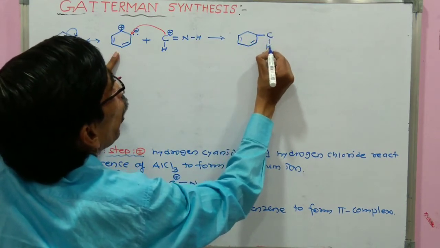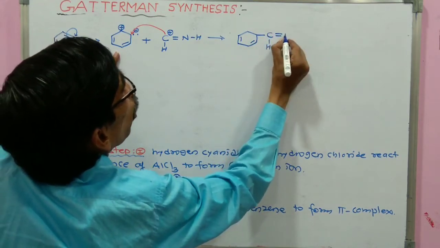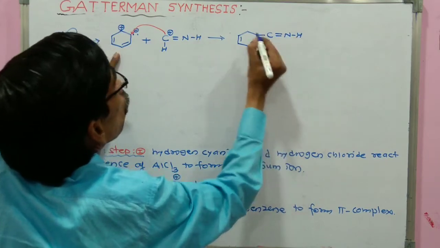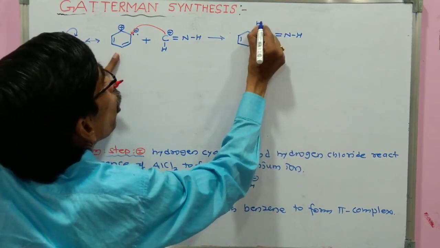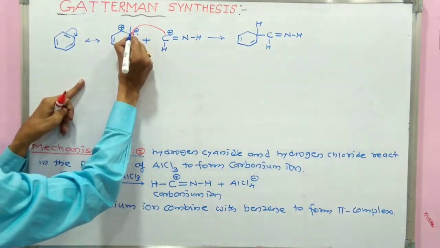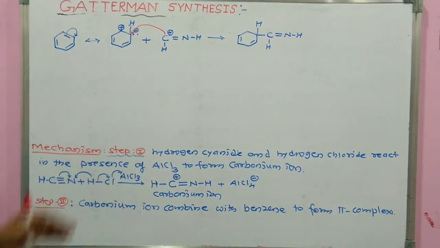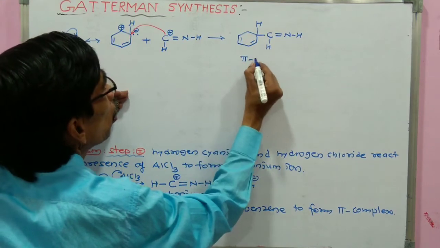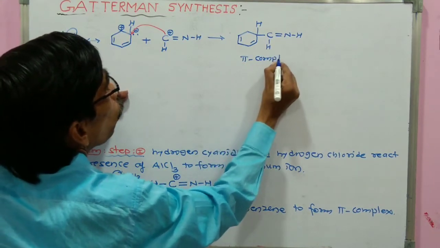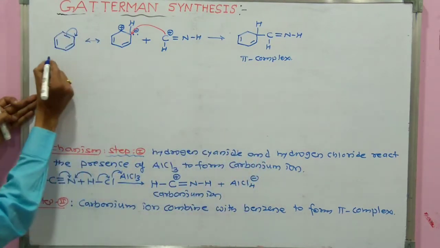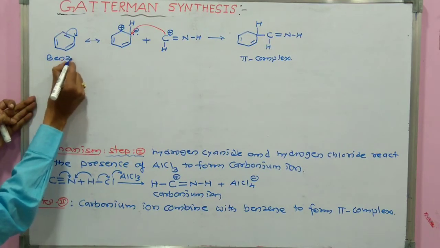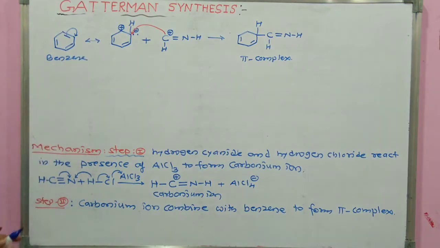Now this CH double bond is NH. Here H, here also this H. So this is the formation of pi complex. This is the pi complex. And this is benzene. Now fourth step.